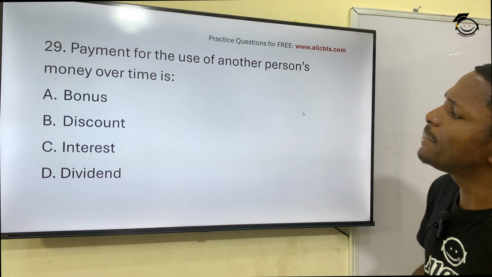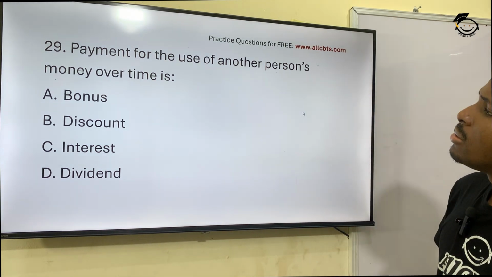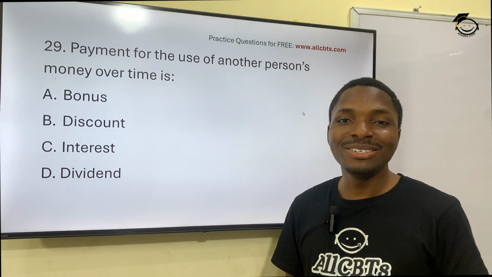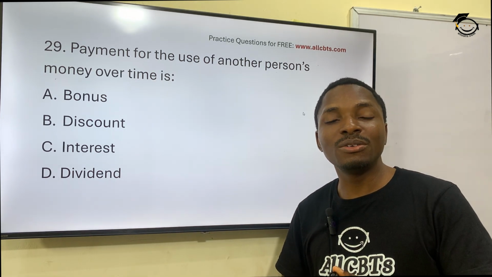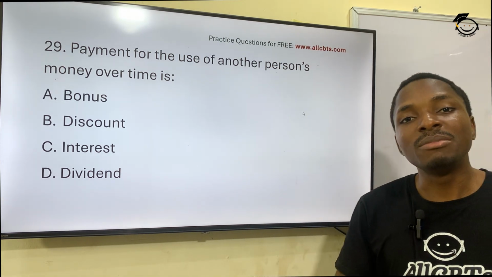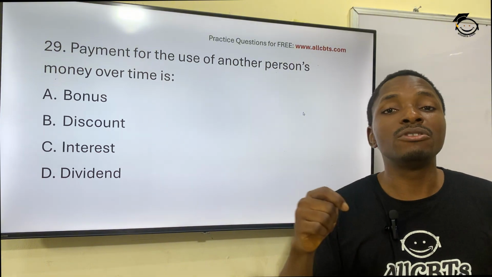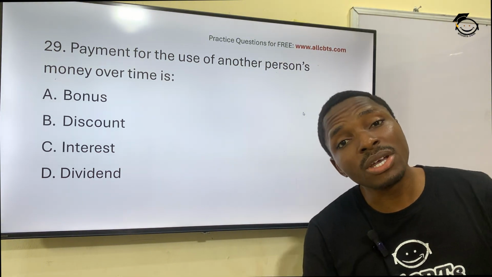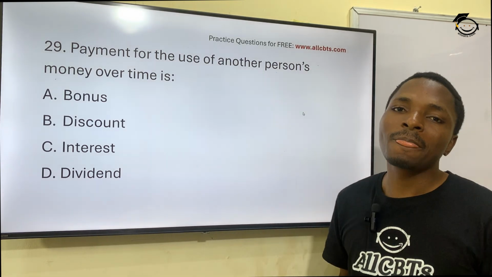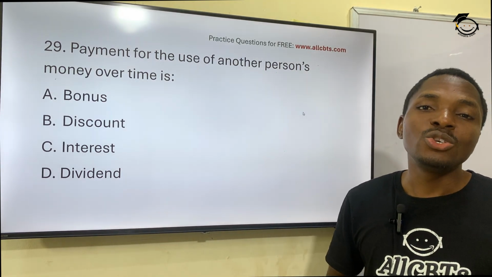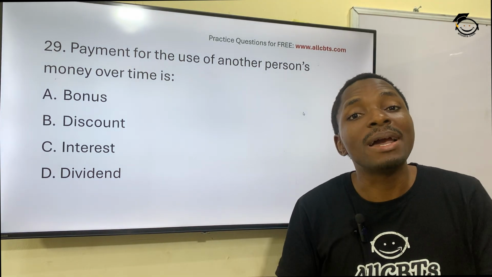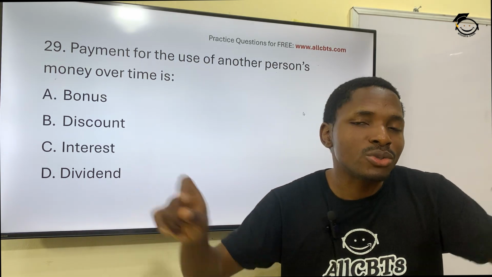Payment for the use of another person's money over time is called what? You should know this one. So you borrow my money, or I lent you money, and you are going to give me back in 2 months' time. You lent 500,000, and I say in 2 months' time when you are giving me back, I'm collecting 650 or 700,000. What happened is that you are paying me what is called interest for using my money over the period of 2 months.